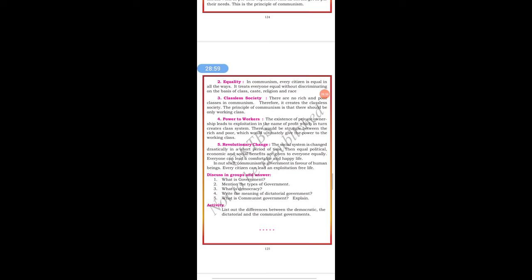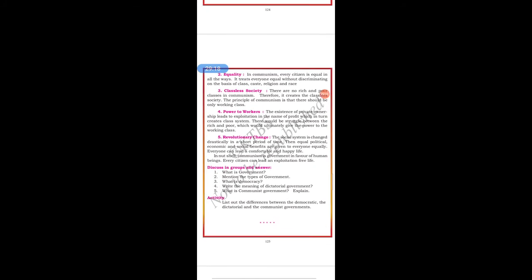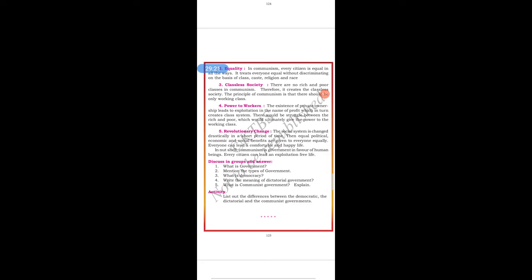Next we have the power to workers. The existence of private ownership leads to exploitation in the name of profit, which in turn creates a class system. If we give permission to individuals, what happens students? Classes will form, rich and poor. Because of that, they will not allow persons to do private business. There would be a struggle between the rich and poor, which would ultimately give the power to the working classes. So they have given power only to workers, not to the individual. Those who are working have the power.